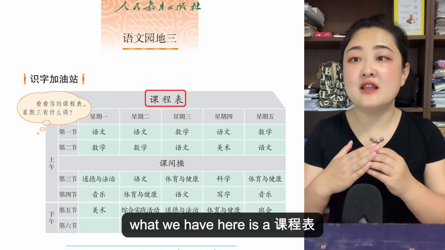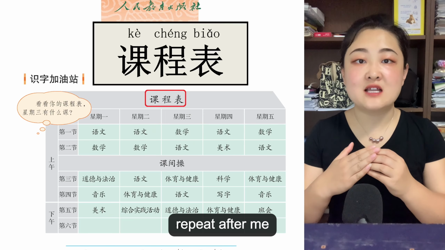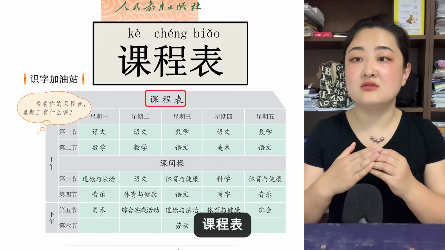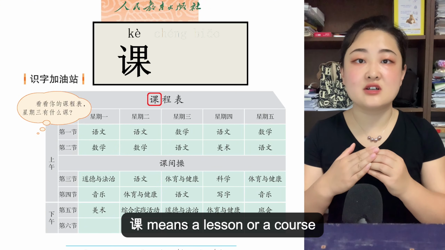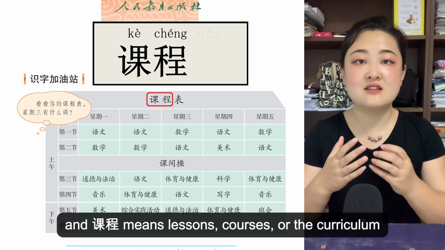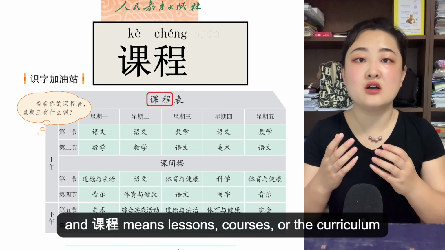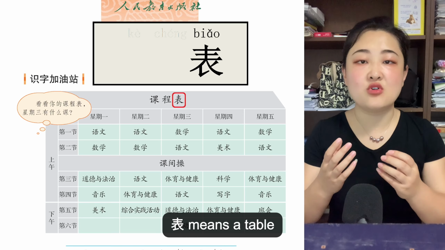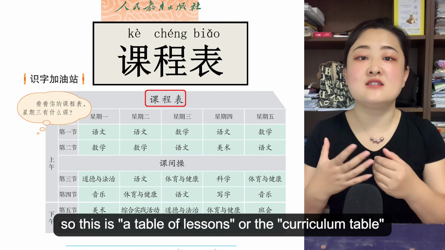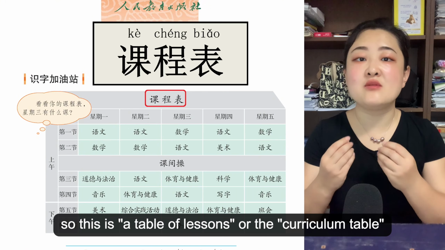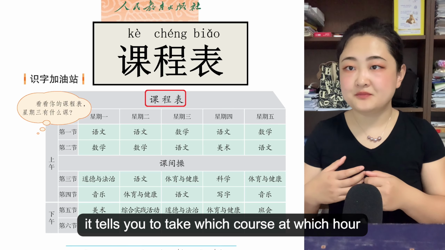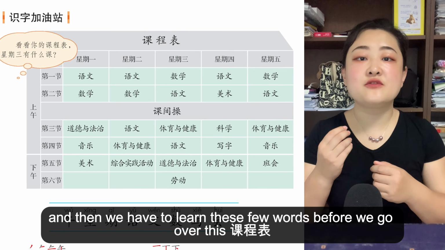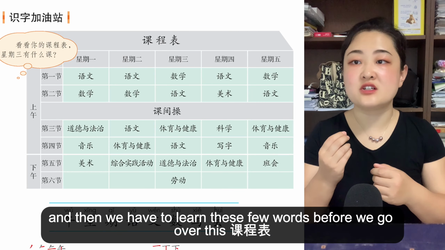What we have here is a 课程表. Repeat after me. 课程表. 课 means a lesson or a course, and 课程 means lessons, courses, or the curriculum. 表 means a table, so this is a table of lessons, or the curriculum table. It tells you to take which course at which hour. And then we have to learn these few words before we go over this 课程表.